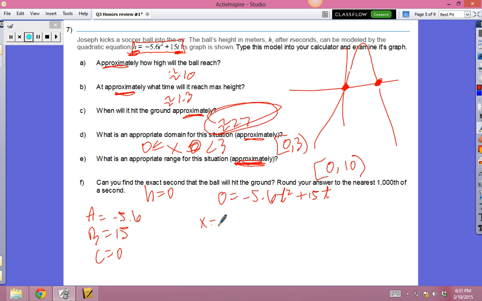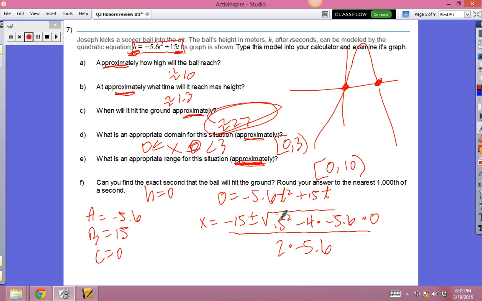So x equals negative b plus or minus the square root of b squared minus 4 times a times c, 0, that's nice, all over 2 times a. 2 multiplied by a negative 5.6. I'm going to have to do it twice. I'm just going to type this in my calculator. So open the fraction template, type the top in, type the bottom in, hit enter. You have to do it once for plus, once for minus. So let me pause and do that.